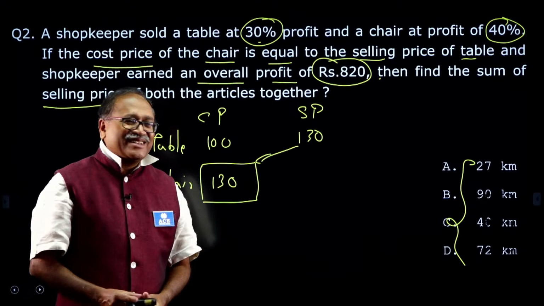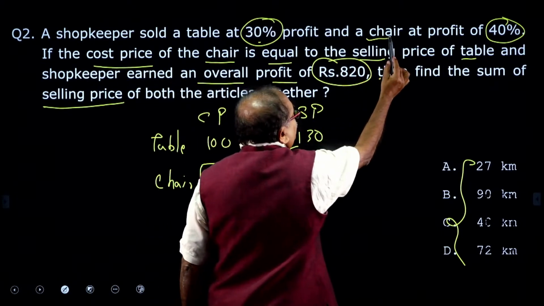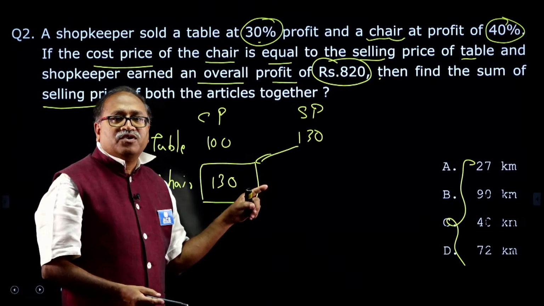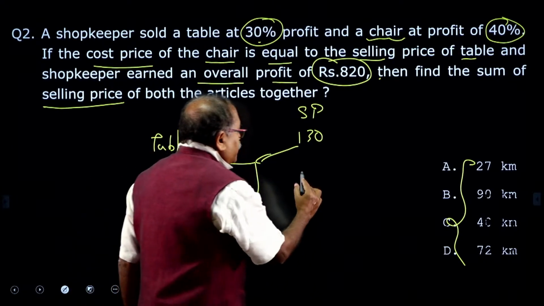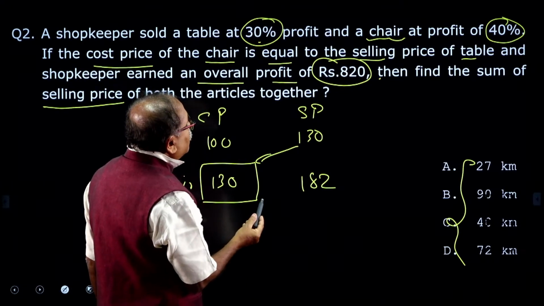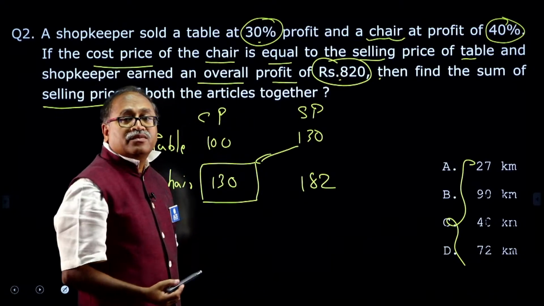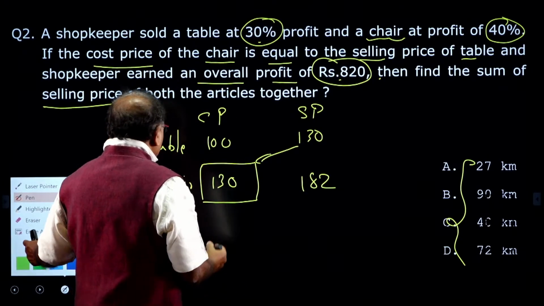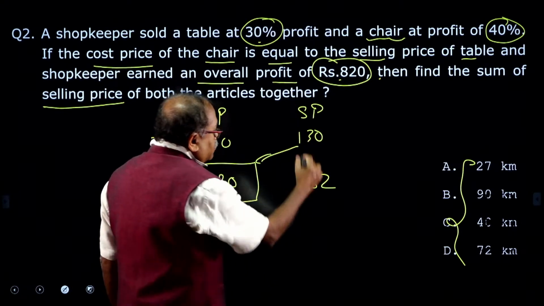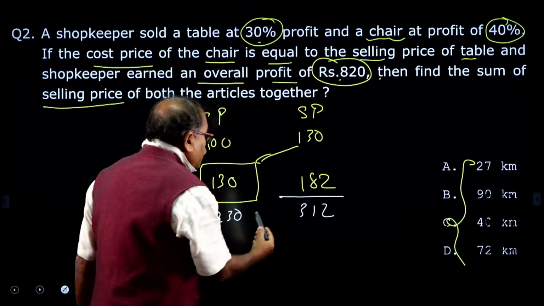Now, it is my time to answer the question. In the second case, what happens? 40% profit. In the chair, 40% profit is there. What is 40% of this? That is 13, 4 is 52, that comes 182. Here the selling price is 182. So, all I am getting is here overall profit is 820. What is overall profit? Let us calculate over here. The total cost price is 230, whereas the total selling price is 312. Then how much is the profit over here?